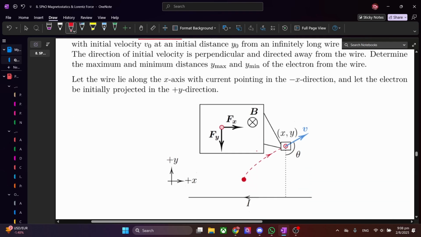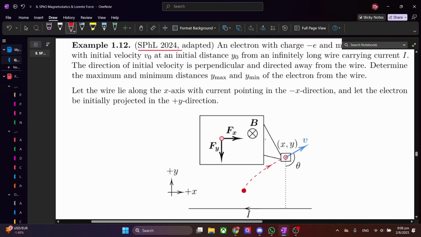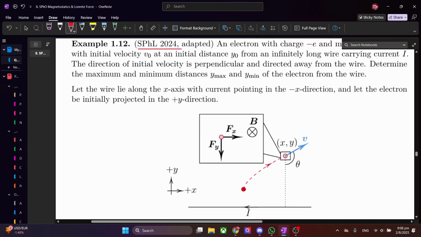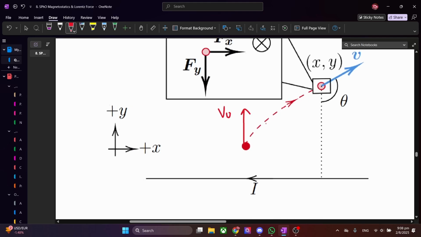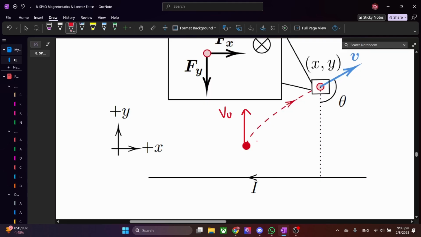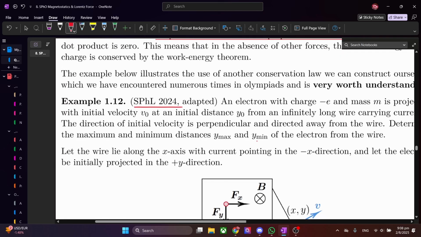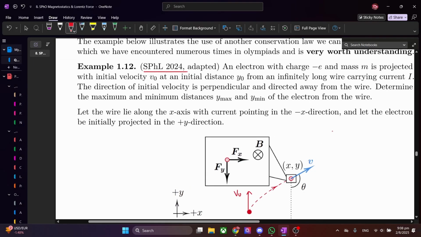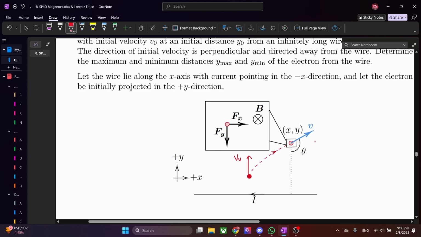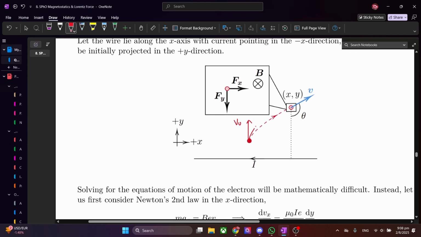So the problem is that we have a wire that points in this direction, and we have an electron that is projected with some initial velocity v naught, and it is perpendicular to the wire. So the question basically asks you to find the maximum and minimum distances that this electron will achieve from the wire, because the path will probably look something like this. I don't know, but it really doesn't matter.